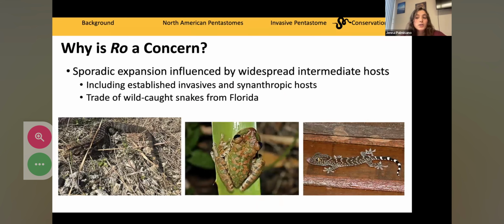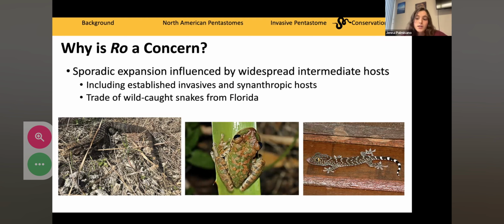Further, there are no limitations to how far RO can spread, especially as it utilizes widespread synanthropic intermediate hosts. And synanthropic hosts just means they're closely related to human activities and they often hitchhike with us on our vehicles or in the plant trade and in other ways. So when they move, they bring their parasites along.